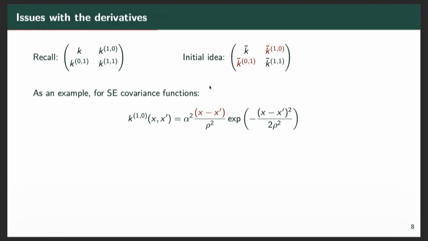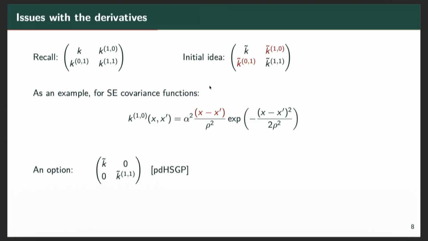To illustrate that, let's take the first-order partial derivative of the squared exponential, and we see this highlighted term. What happens is that this term renders the expression antisymmetric, which means we will not get any real spectral densities.